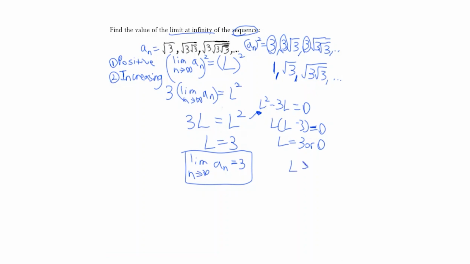L will always have to be bigger than the square root of 3. It can never be less than that or equal to that, because that's our starting term. And it has to get bigger than the starting term somehow. So L can only equal 3.